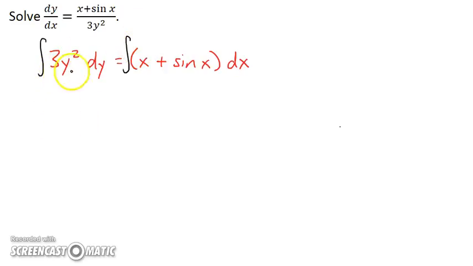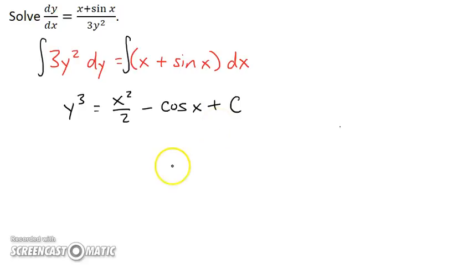So I've got the integral of 3y squared dy. Oh, that's y cubed. And the integral here I can do term by term. I've got a sum of two terms, so I can integrate each term separately. The integral of x would be x squared over 2. And the integral of sine, the function whose derivative would be sine, I believe is negative cosine of x. And I still need to include my plus a constant. And other than solving for y, I believe I'm finished.